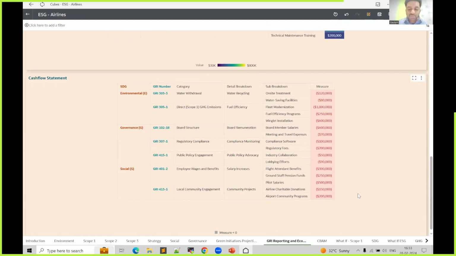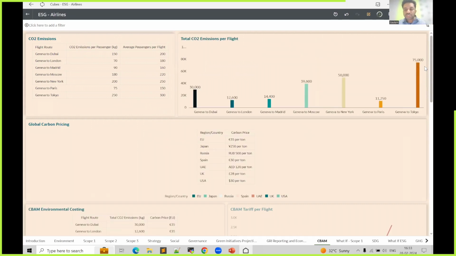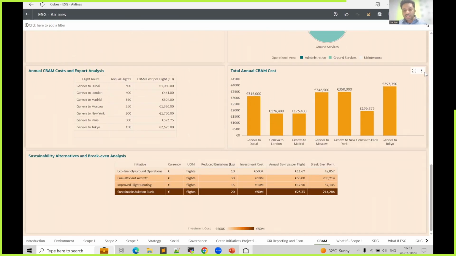One final example that we have is this specific dashboard. It's called the carbon border adjustment mechanism. Now, this comes in very handy. This is where your sustainable initiatives come into the picture. So I'll quickly wrap it up with this specific example.